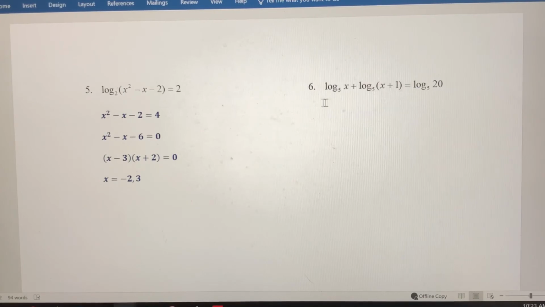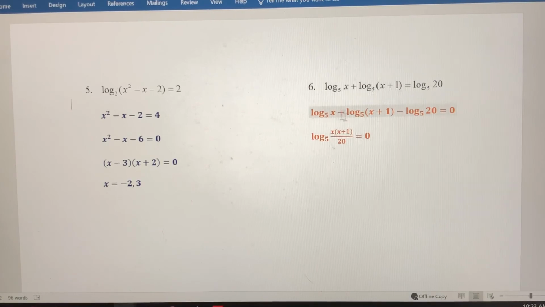Okay, and finally, problem 6 here. A couple different ways to do this. I'm going to do it the way where I bring all the logarithms over to one side and set it equal to 0. The reason I'm doing it this way is I want to make sure we're incorporating those properties that we learned previously. So these two, we're going to use the product. This is going to be our numerator, so it's going to be log base 5 of x times x plus 1. And then because there's a negative sign here, the 20 would go in the denominator. So using the product and quotient properties, I can convert this trinomial here into one logarithmic expression.